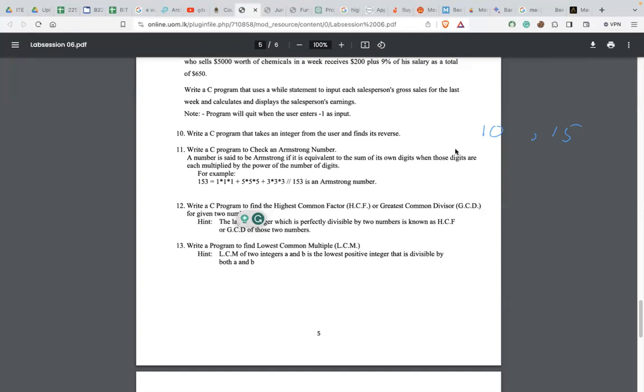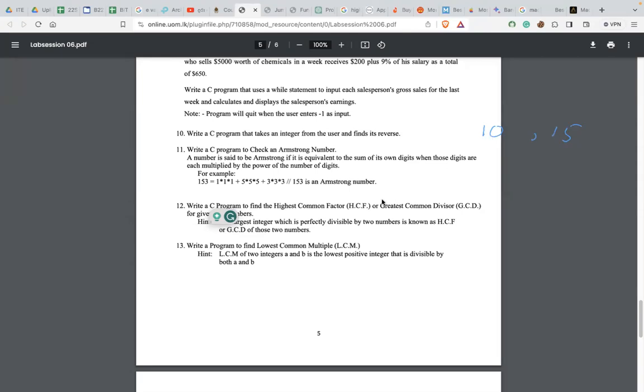Okay, what is the highest common factor? Quickly. What is the highest common factor of 10 and 15? 5. Yes, it should be 5. Okay, that means largest common factor. That means the number, both numbers can be divisible by that number.